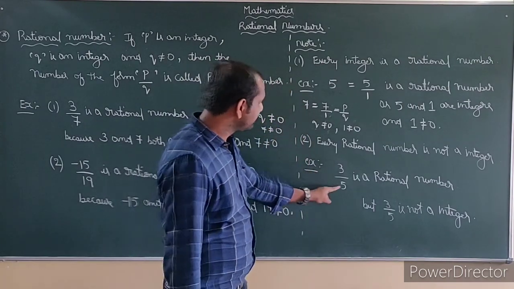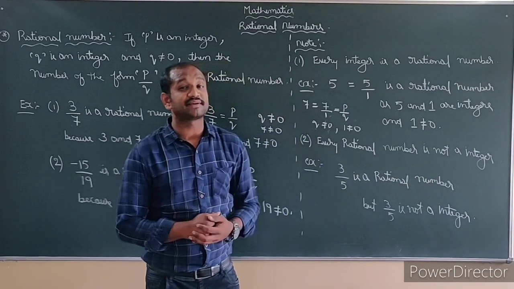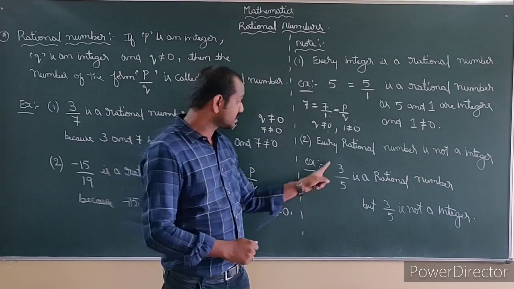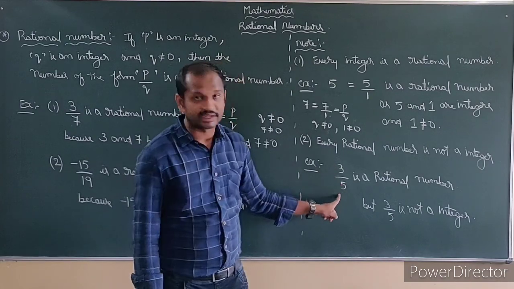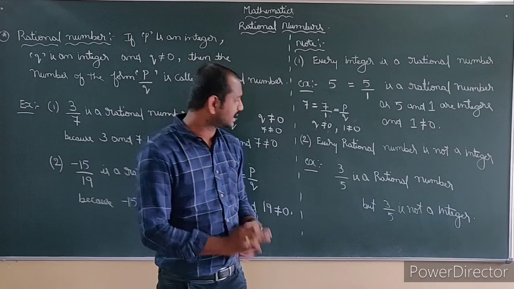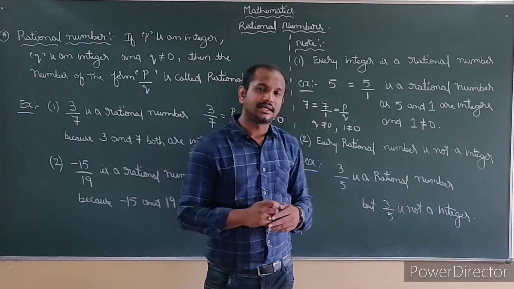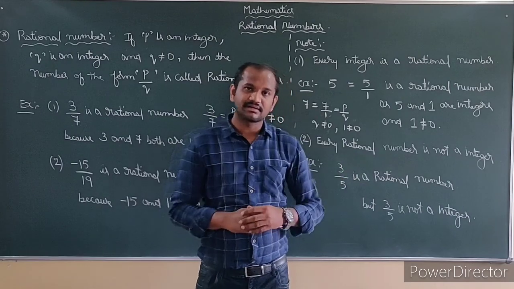See now, 3 by 5 is a rational number. Will you believe it or not? How can you tell 3 by 5 is a rational number? Because 3 is an integer, 5 is an integer, and 5 is not equal to 0. Therefore, you can tell that 3 by 5 is a rational number. But is 3 by 5 an integer?